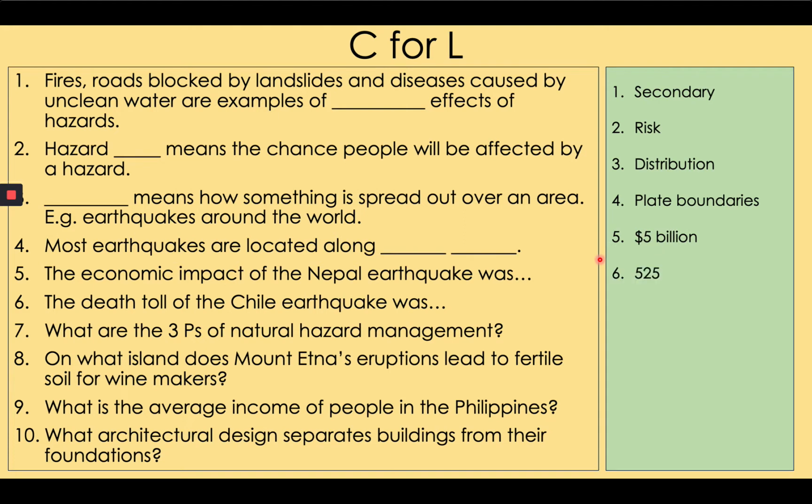6. 525 people were killed. 7. Protection, prediction and planning. 8. Sicily. 9. It's about $3,000. And 10. Base isolation. Remember the rubber pillars. Give yourselves a mark out of 12 because number 7 is worth 3.